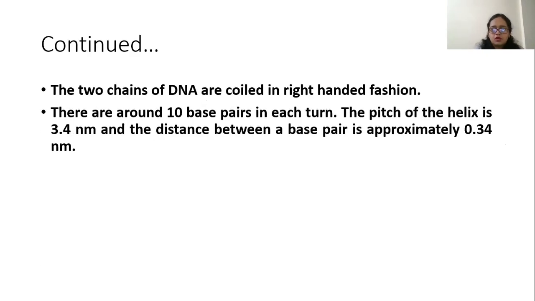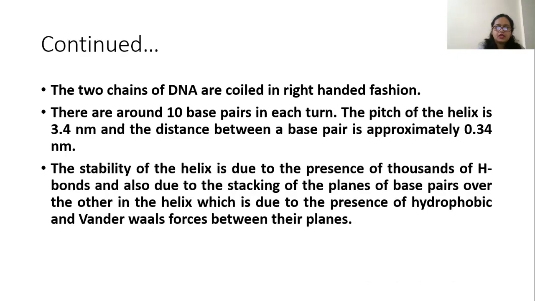And they have estimated the number of base pairs as well as the distance between the base pairs. There are around 10 base pairs in each turn, and the pitch of the helix is 3.4 nanometer. What do we mean by the pitch of the helix? Pitch of the helix stands for the rise or height of one helical loop. That I will show you in the next slide with the help of a diagram. The distance between base pairs is approximately 0.34 nanometer.